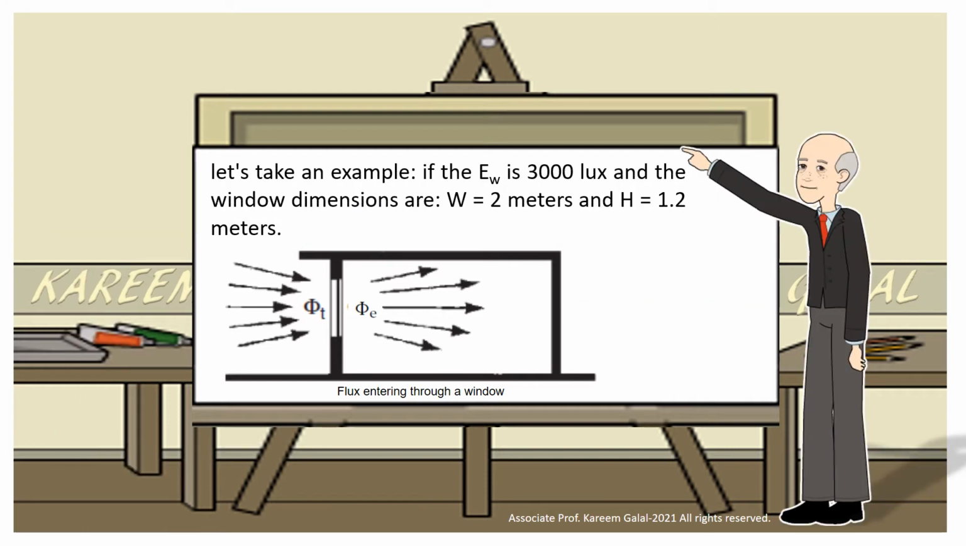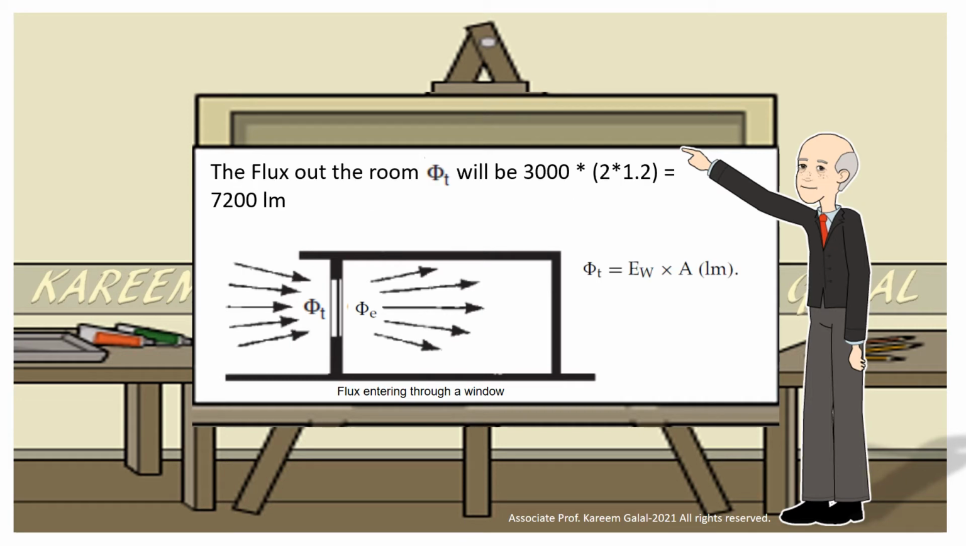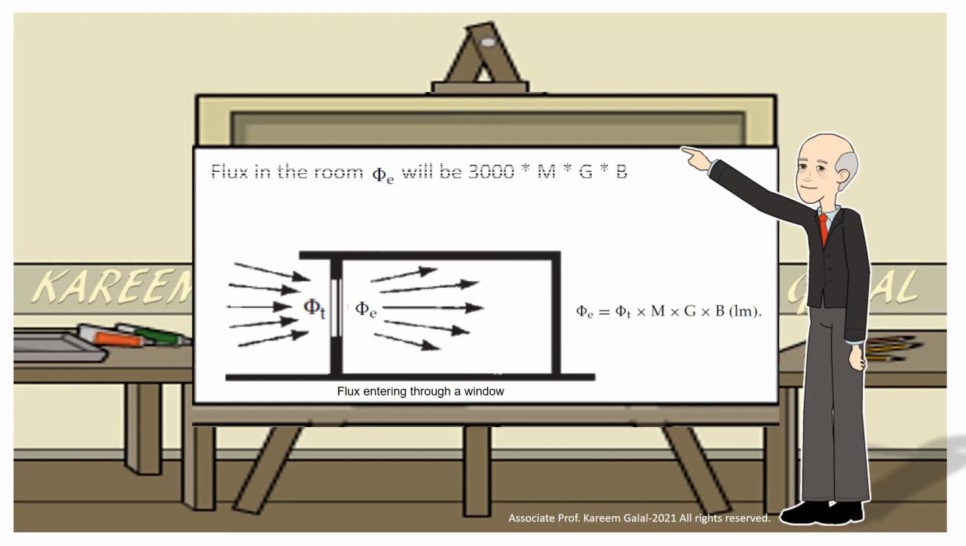If the EW is 3000 lux, and the window dimensions are W equals 2 meters and H equals 1.2 meters, the flux out the room phi T will be 3000 by 2 by 1.2 equals 7200 lumen. Flux in the room phi E will be 3000 by M by G by B.